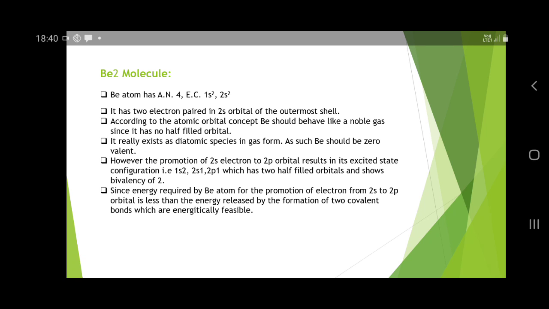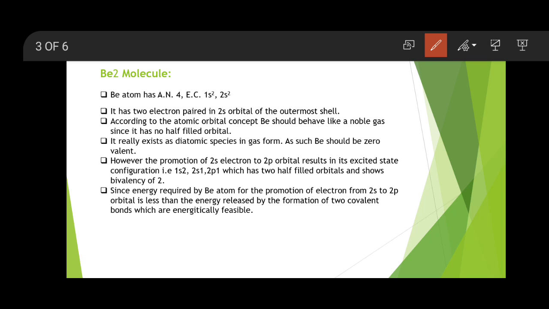beryllium molecule. Now let me see whether the beryllium molecule exists or not. Beryllium is the 4th element in the periodic table, therefore its atomic number is 4. The electronic configuration of beryllium is 1s2, 2s2. How? Let me see, this is the first cell, this will be the second cell. The first cell has one orbital called 1s, the second cell has another orbital called 2s. In the first cell there are 2 electrons, in the second cell there are 2 electrons.